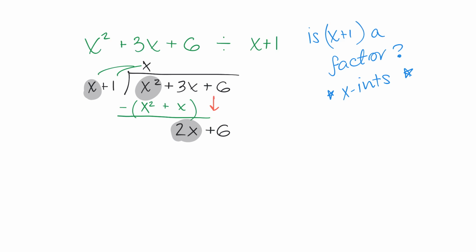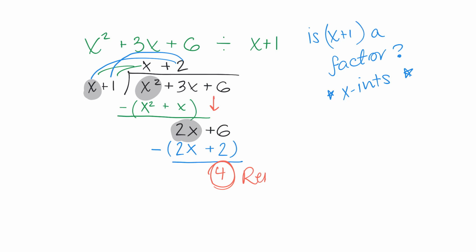Okay, x goes into 2x how many times? It goes in twice. Okay, 2 times x is 2x, and 2 times 1 is positive 2. Subtract the whole thing. Notice how I'm putting brackets? There's a reason. 2x minus 2x is 0. 6 minus 2 is 4. Is there anything left to bring down? No, I'm done. And this time, I have a remainder.